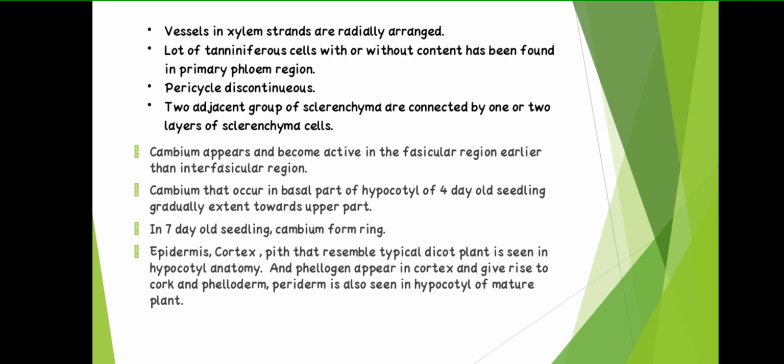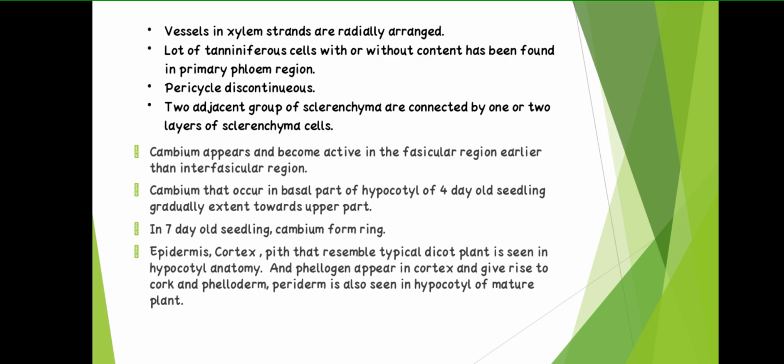In the basal part of the hypocotyl, the cambium of a 4-day-old seedling gradually extends towards the upper part. That is, in a 4-day-old seedling we can see the cambium gradually extending towards the upper part, and when we look into the 7-day-old seedling, the cambium usually forms a ring.